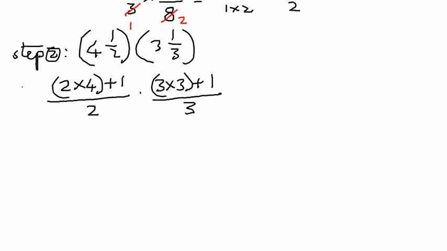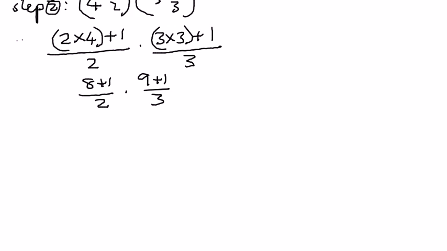So we simplify some more. So this is 2 times 4 is 8 plus 1, divided by 2, times 3 times 3 is 9 plus 1, divided by 3. So this simplifies to 8 plus 1 is 9 divided by 2, times 9 plus 1 is 10 divided by 3.